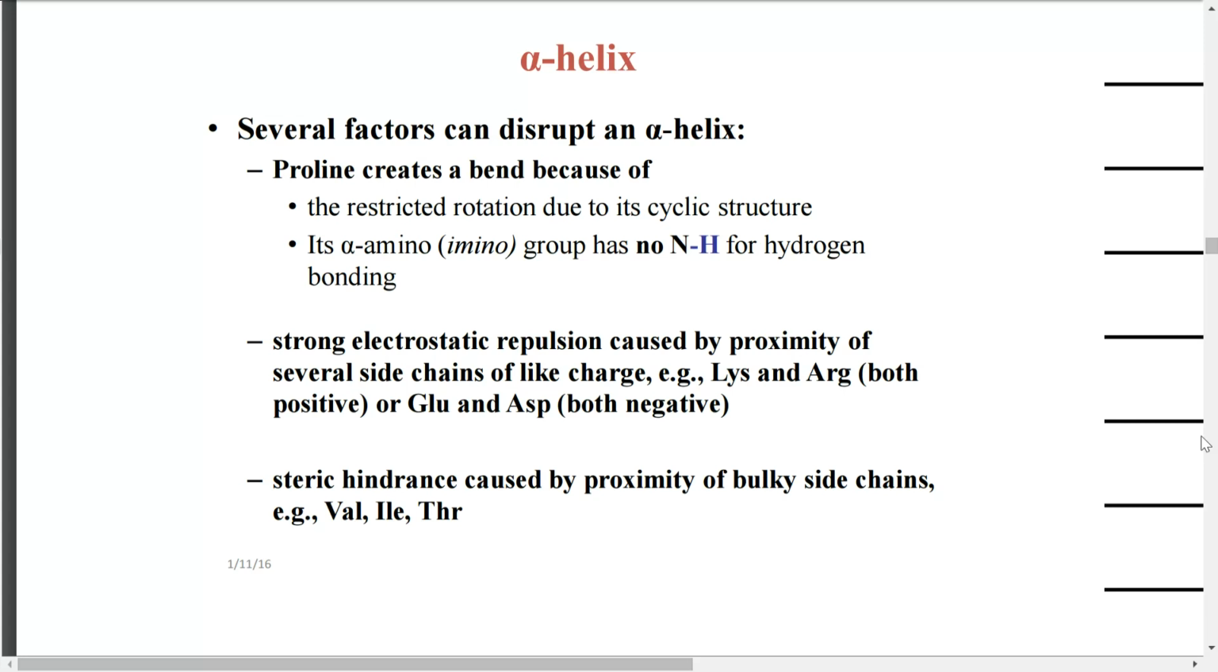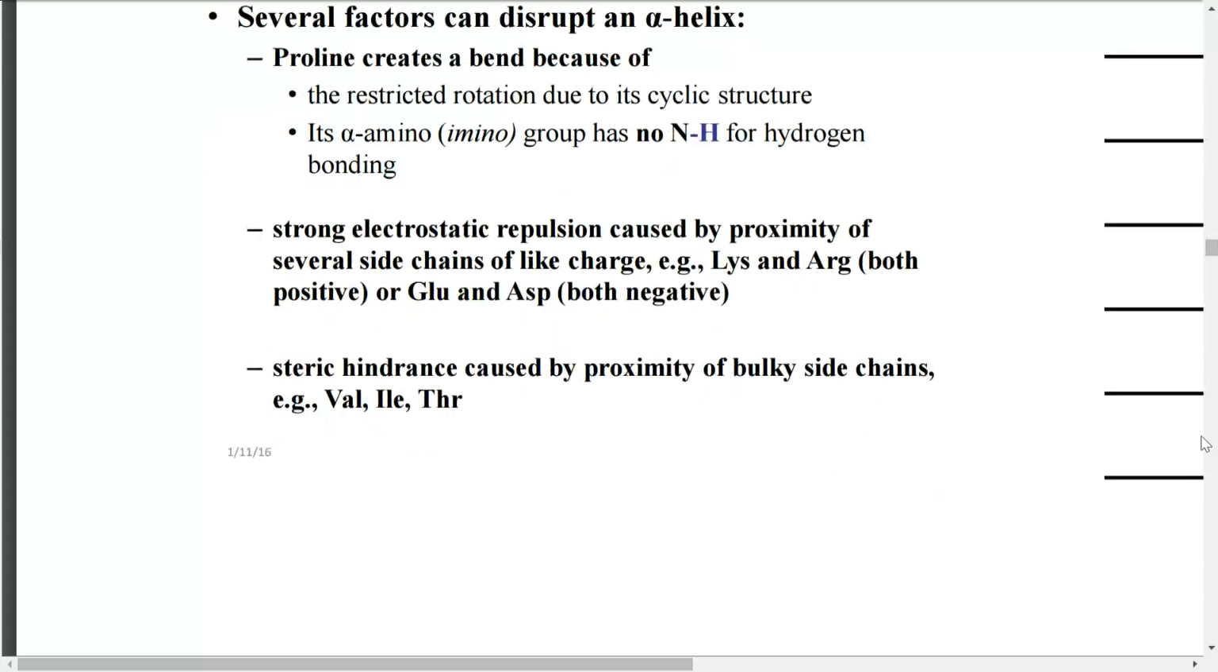Okay. So several factors can disrupt an alpha helix. Proline, because of its bizarre nature, not being an amino acid but an imino acid, as I told you last time, whenever you see a proline, you will often introduce a kink, because that NH group now is tied up in that cyclic structure. And that introduces kinks in all kinds of molecules. So that leads to restricted rotation around that structure.